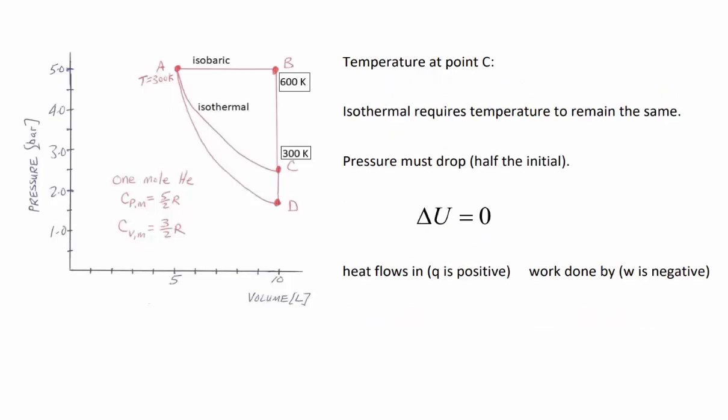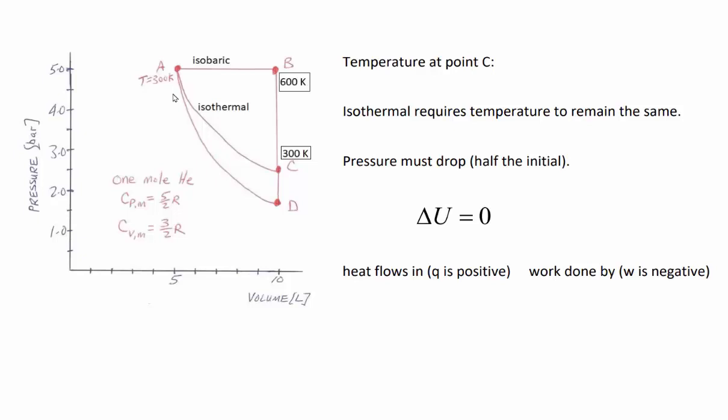Point C should be an easy problem. This is the isothermal expansion when you're going from A to C. And so the temperature remains constant. It was initially 300, so it should be 300 Kelvin in the end. The pressure must drop. It'll be half the initial pressure, so 5 to 2.5, because again, of the ideal gas law, if the volume is doubling and the temperature is remaining the same, the pressure must have halved from the initial.